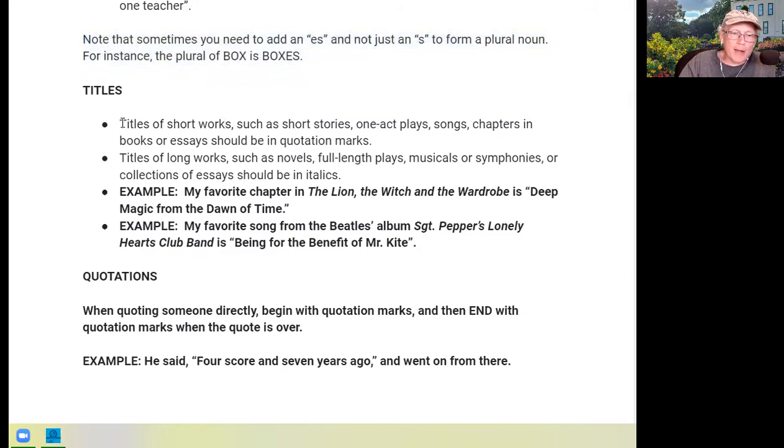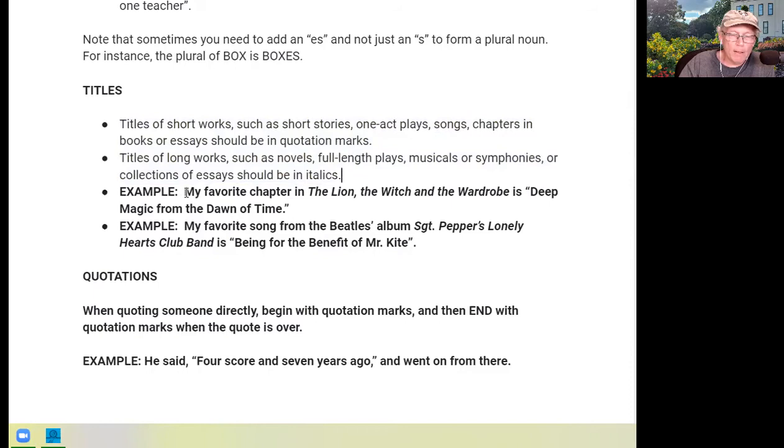Now, this is something that drives me nuts. Nobody apparently is teaching this. Titles of short works, such as short stories, one-act plays, songs, chapters in books, or essays, should be in quotation marks. Whereas, on the other hand, titles of long works, such as novels, full-length plays, musicals, or symphonies, or collections of essays, should be in italics. You would never do both at the same time.